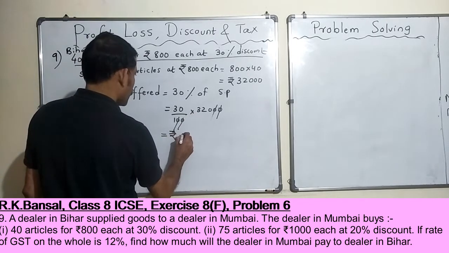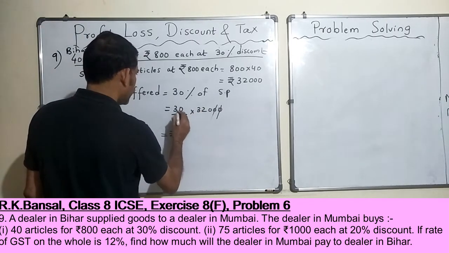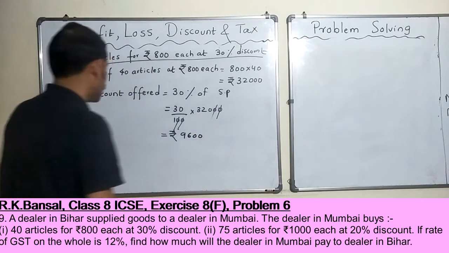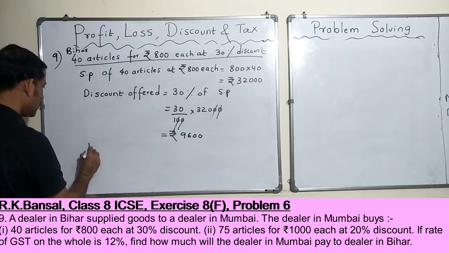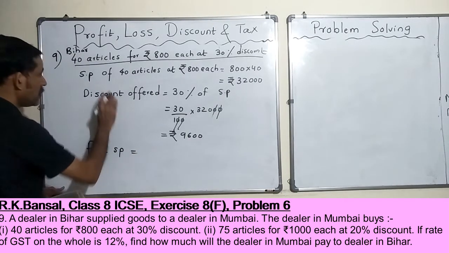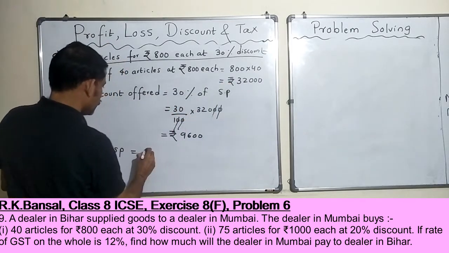Rupees 320 into 30 is 9,600. So this is the discount offered. So what is the final selling price? Final selling price SP is equal to this selling price minus the discount, correct?